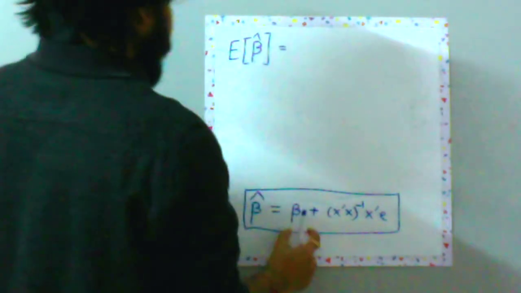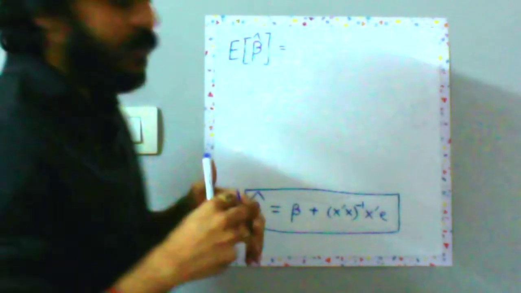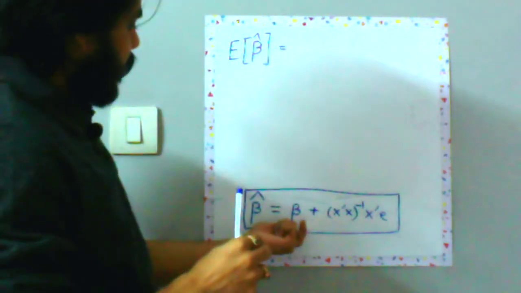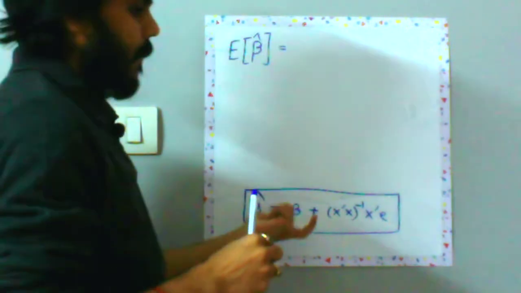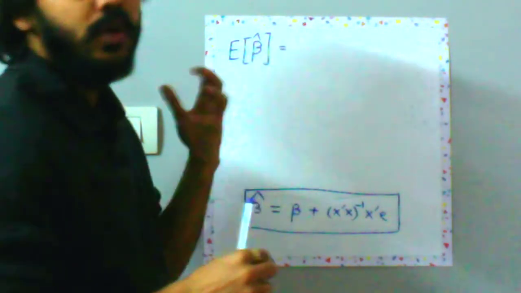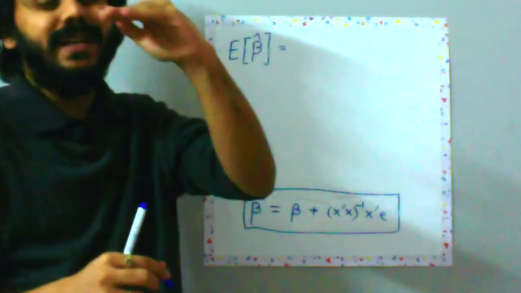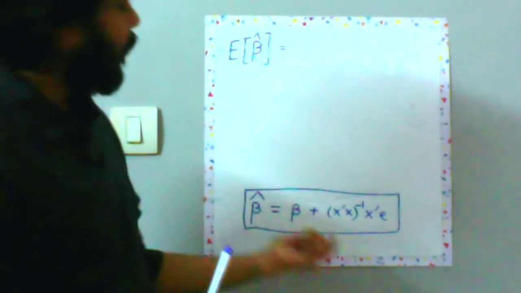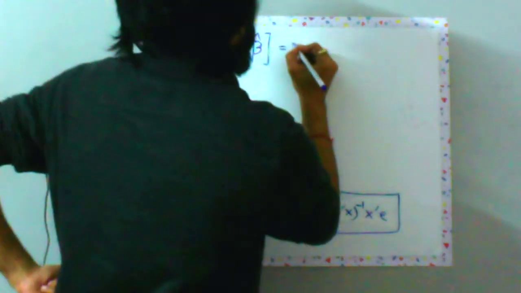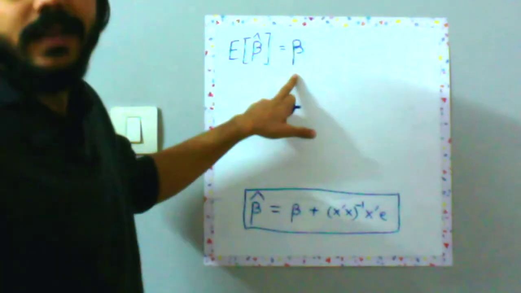Now, the first term over here, as expectation follows a linear combination principle, this guy will just become beta because this is something fixed. Right, we don't know it, but this is known as per our y is equal to x beta plus e. We don't know the value of this term, so we will just write beta because it is not a random variable. This is a fixed thing, we don't know it.